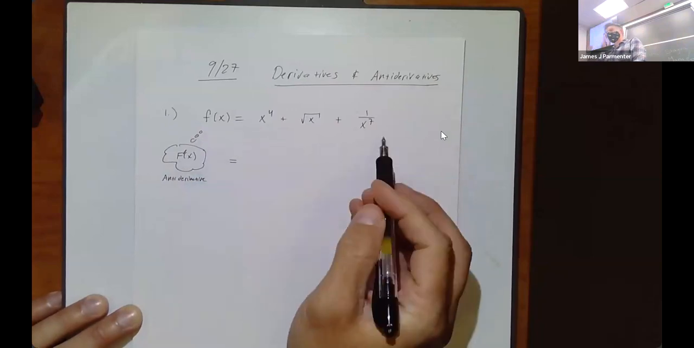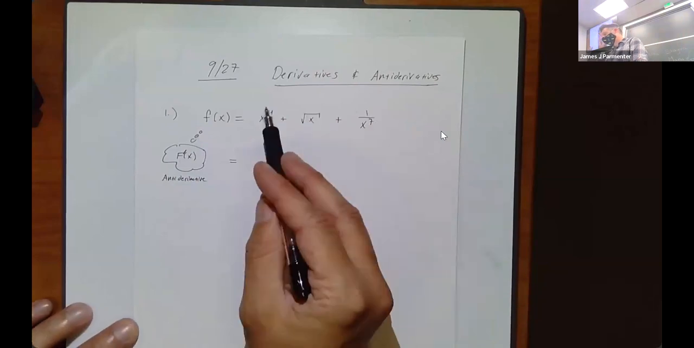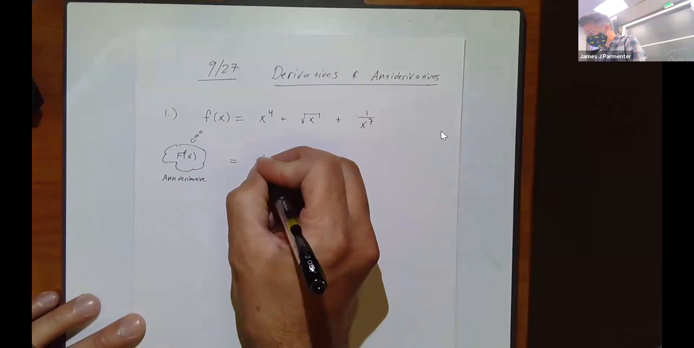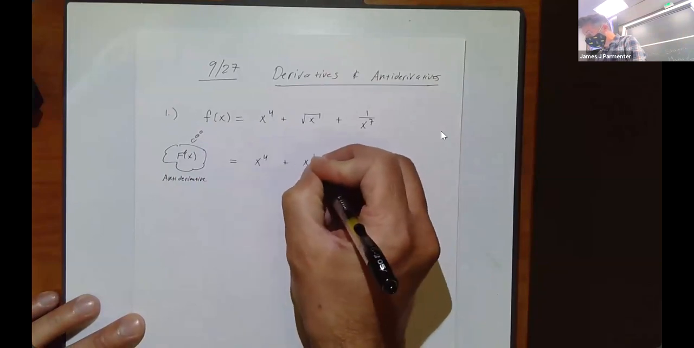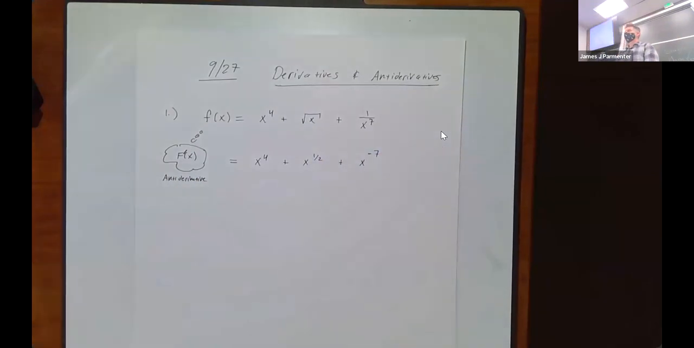And before we start thinking about what the antiderivative is, we're going to make our lives easier. We're going to rewrite all of these powers of x in a much easier way. We're going to write this as x to the fourth plus x to the 1/2 plus x to the negative 7th.